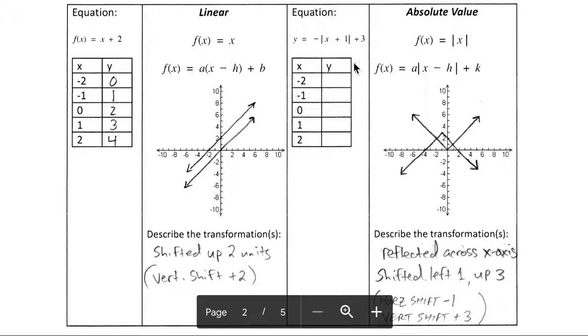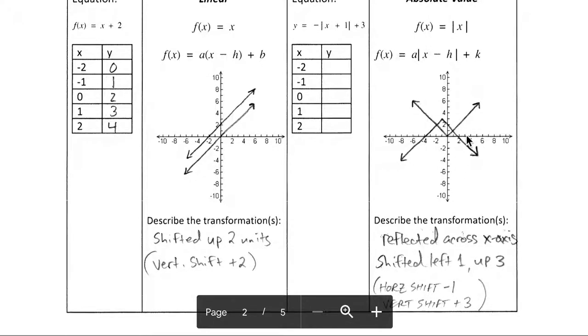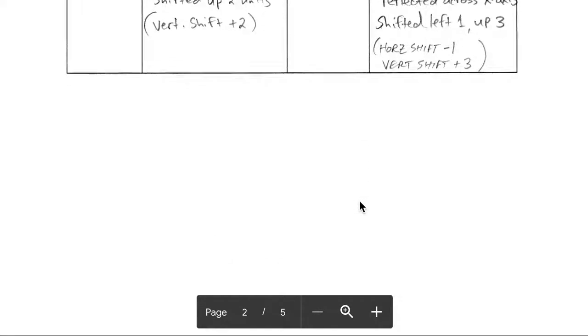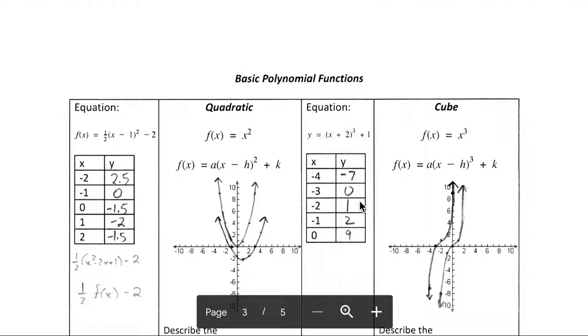And so knowing that transformation form will let you graph much easier or much faster. So we reflected across the x-axis and we shifted left 1, up 3. Or we have a horizontal shift of -1 and a vertical shift of +3 after a reflection across the x-axis. Let's keep working. We got a few more to go.